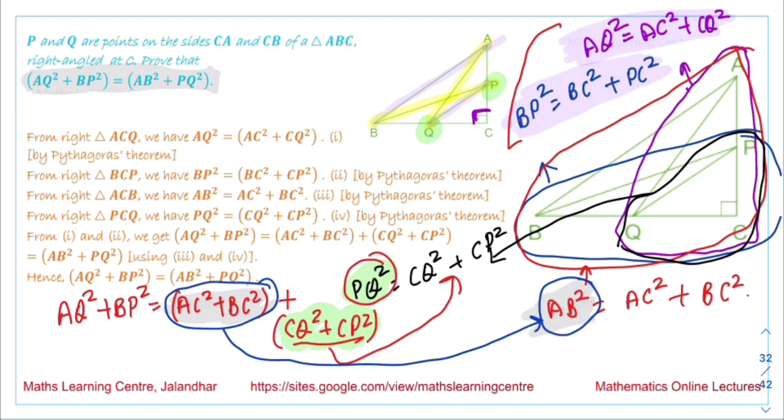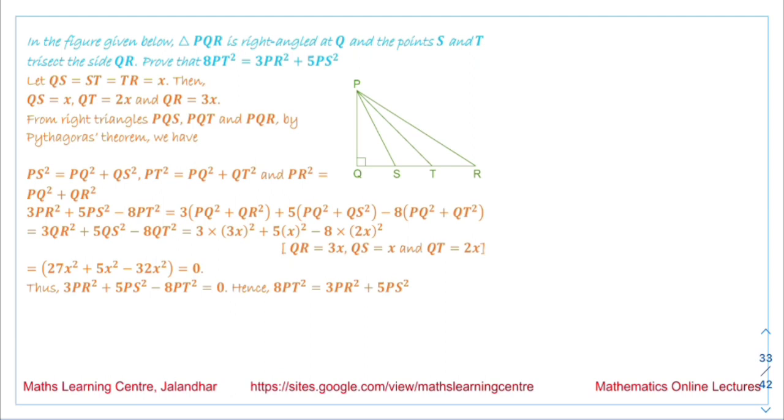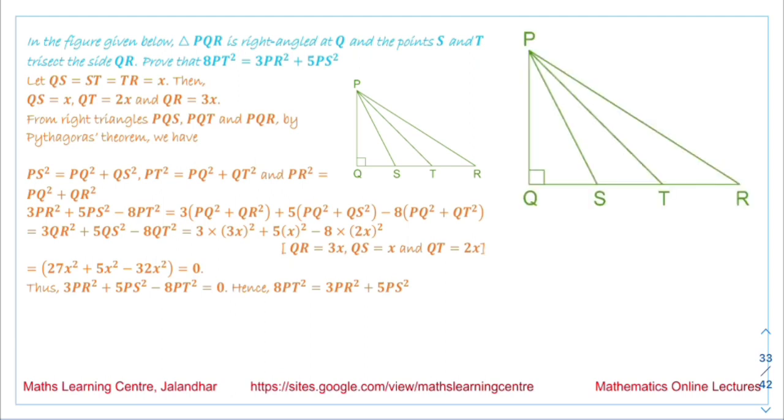Now in this question we have this figure given to us, and we are given that PQR is a right angle triangle. This angle over here is given to be 90 degrees, it is right angled at point Q, and the points S and T trisect the side QR.